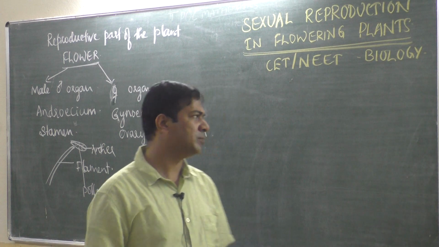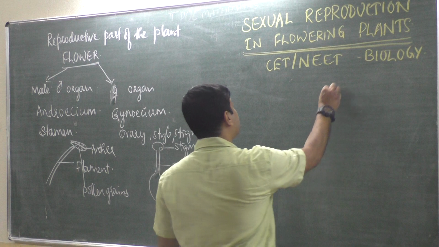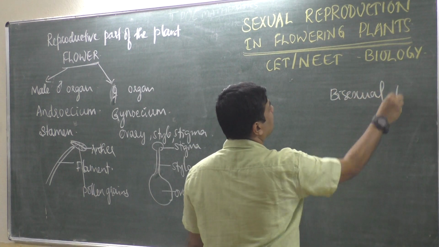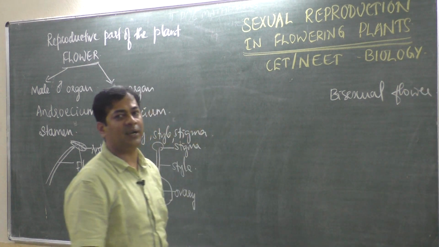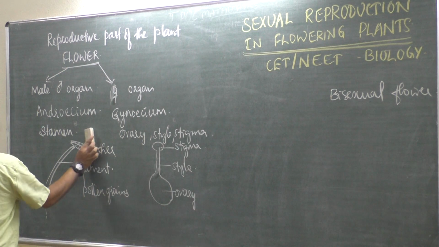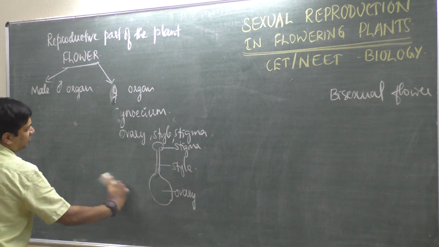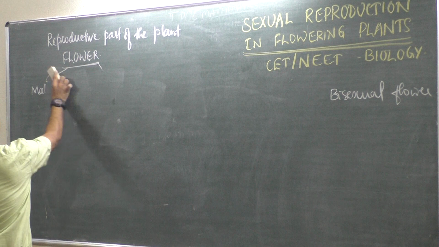Sometimes it is a bisexual flower. Bi means two, so it has both male and female reproductive parts, that is both androecium and gynoecium. So to know the parts in a flower meant for reproduction, we should know the structure of a flower.